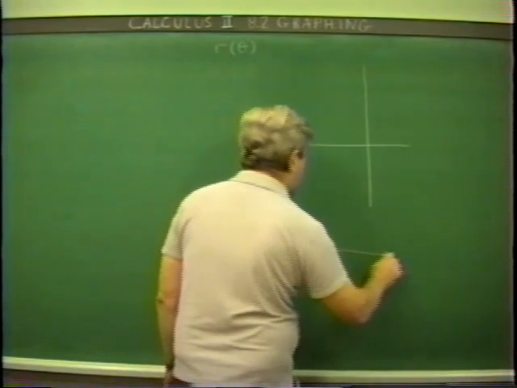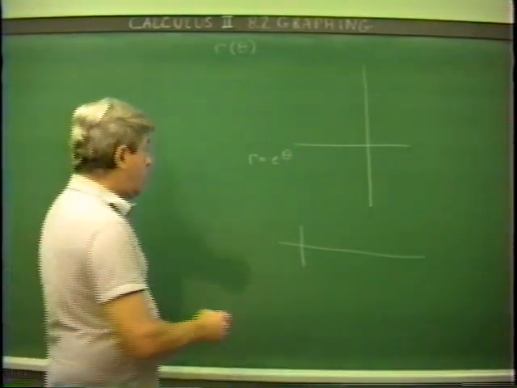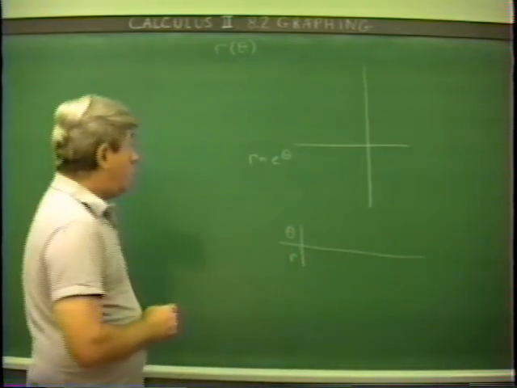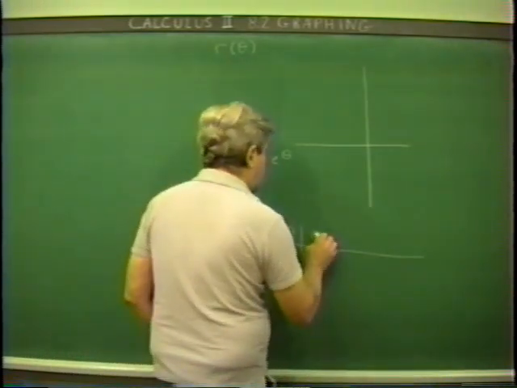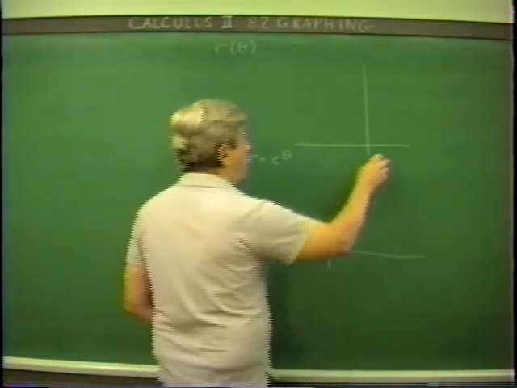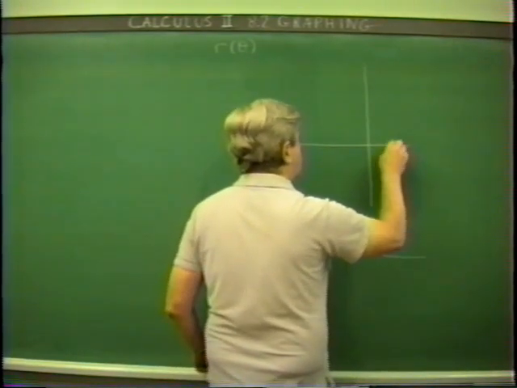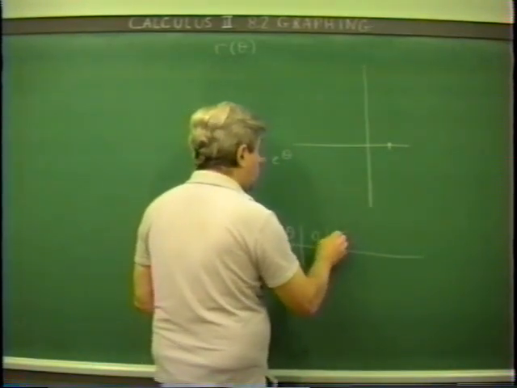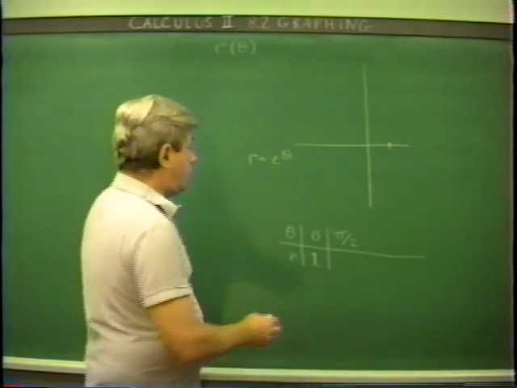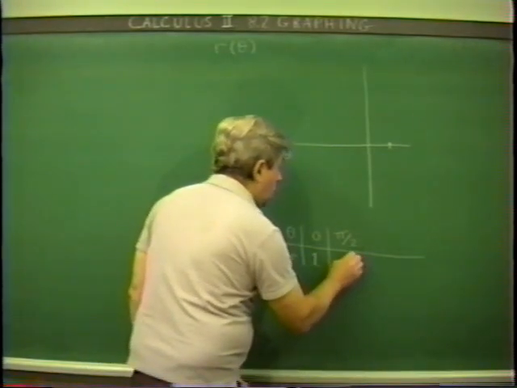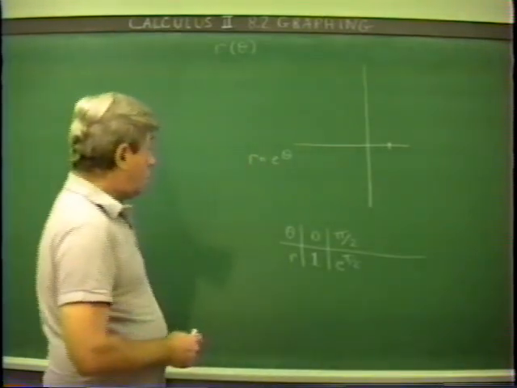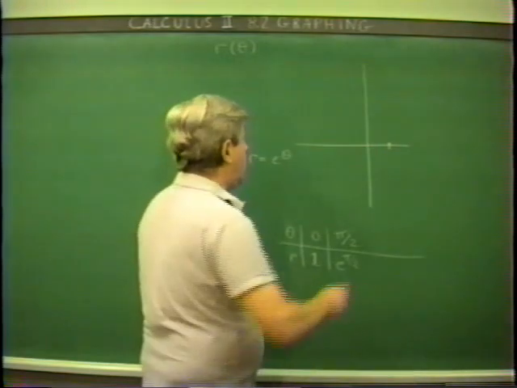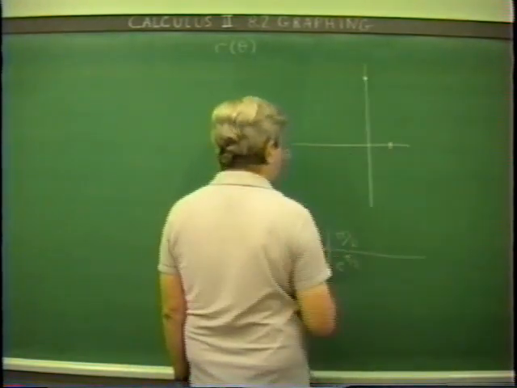And just as you do sometimes in rectangular coordinates, it's a good idea to put the various values of theta down here and the corresponding values of r. So that, for example, when theta is equal to 0, r is going to be 1. So perhaps 1 like so. When theta is equal to pi over 2, r is going to be e to the pi over 2. Right. e is about 3, pi over 2 is about 1.5. This is maybe about 4, something like this.